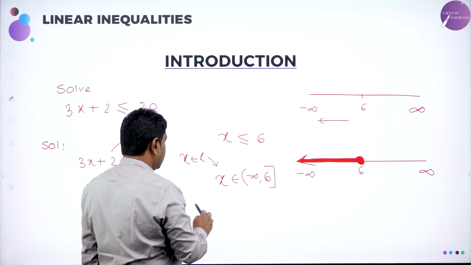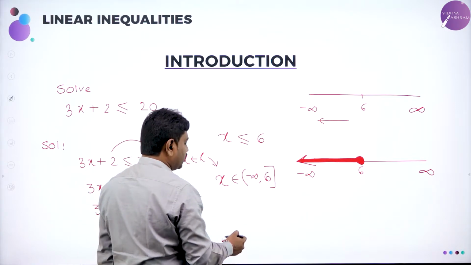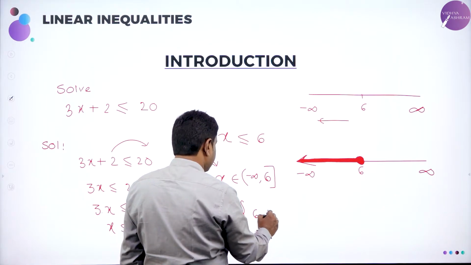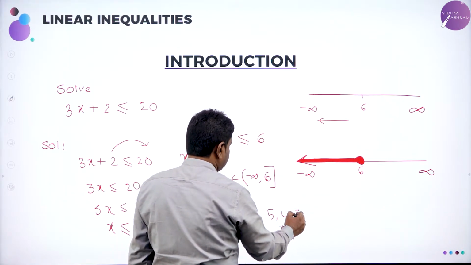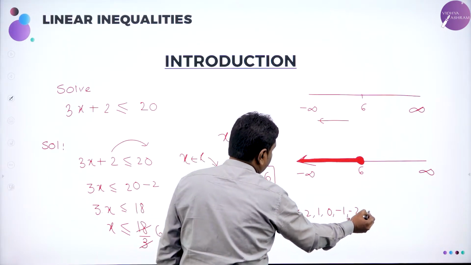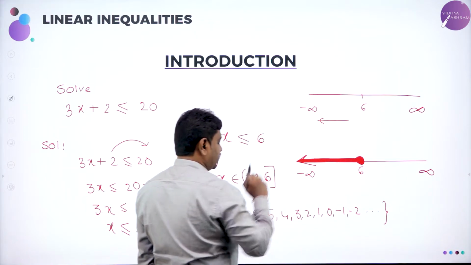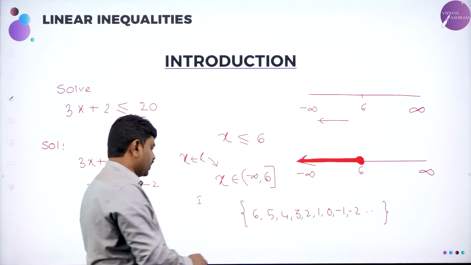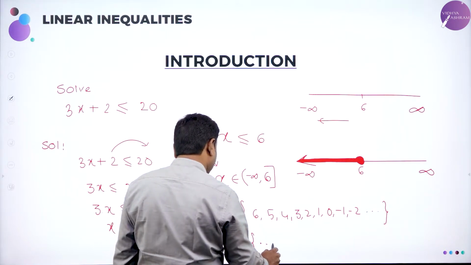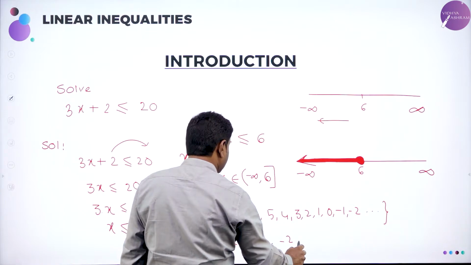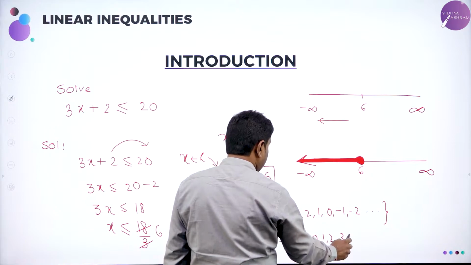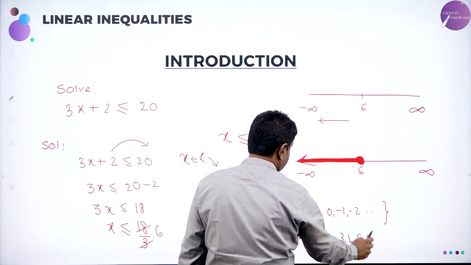This is the solution. And integers. Integers means less than or equal to 6. What are the integers up to 6? So you can take 6, 5, 4, 3, 2, 1, 0, minus 1, minus 2, and so on till negative infinity. Or you can also write it like this: x is equal to, starting from negative infinity, dot dot dot, minus 2, minus 1, 0, 1, 2, 3, 4, 5, 6. 6 is the last element.